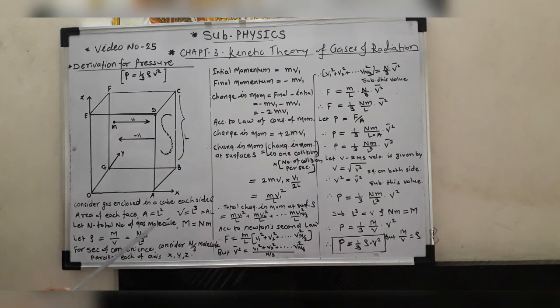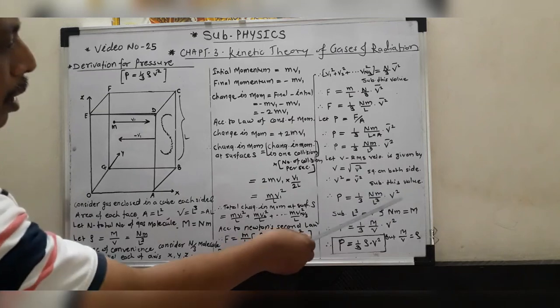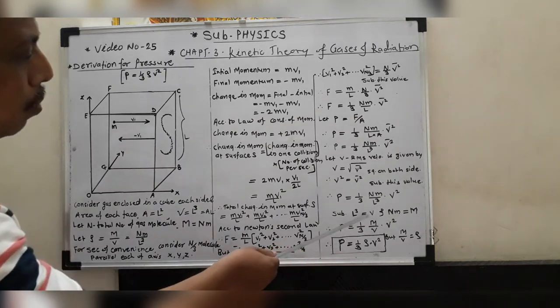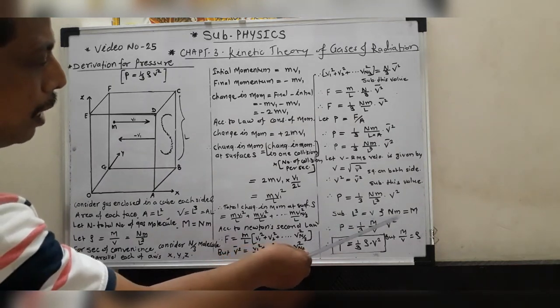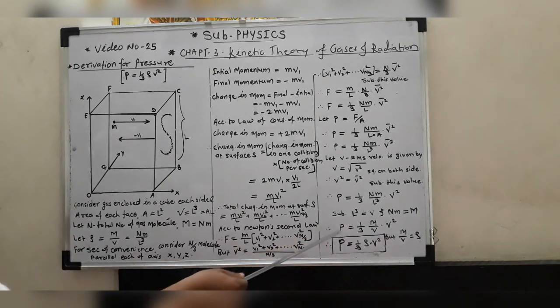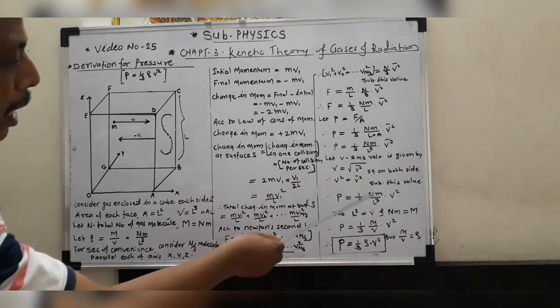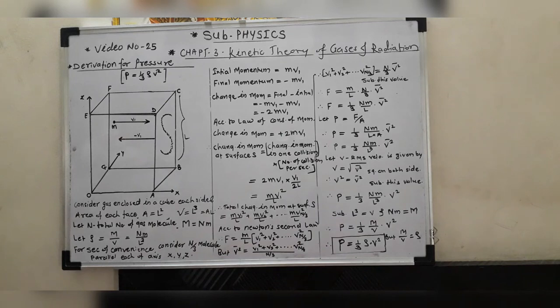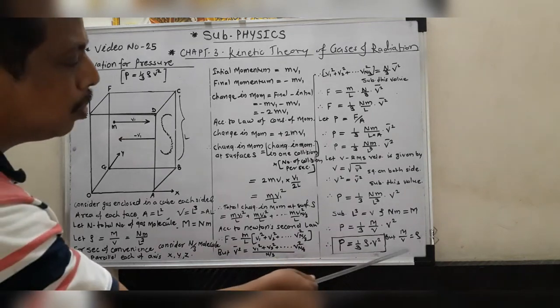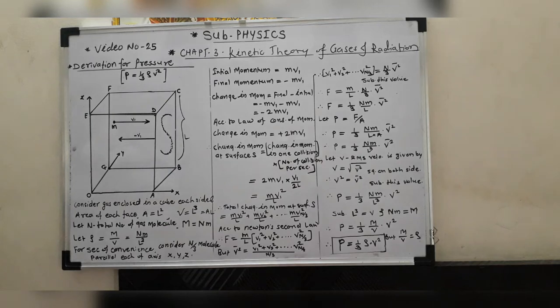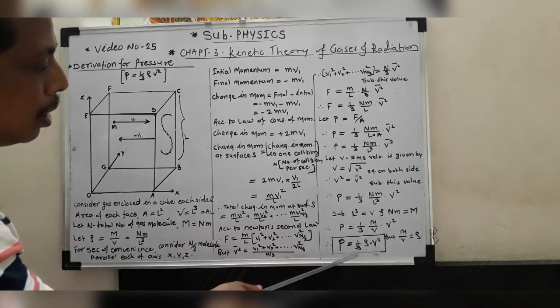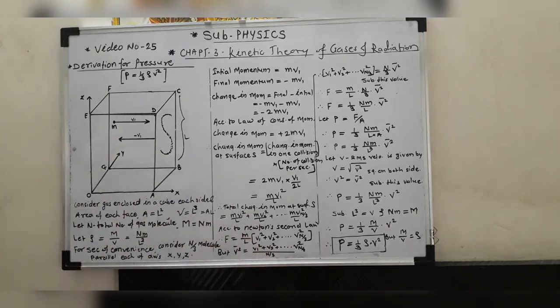Now initially we have to see here that Nm is equal to capital M. Then instead of L cube, which is the volume of the cube, we can write V, and instead of Nm we can write capital M. Substituting this, P is equal to 1/3 as it is, Nm we can write capital M, L cube is the volume V, into V square. Again this M by V is nothing but what? That is the density, rho, mass per its volume. Therefore instead of M by V we can write rho, P is equal to 1/3 rho into V square.